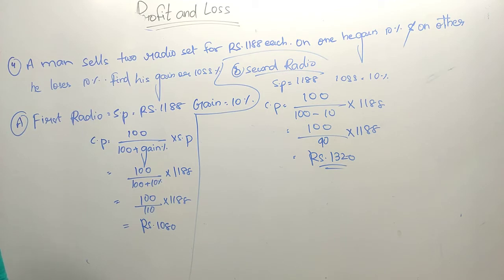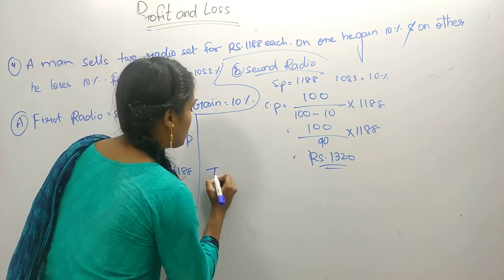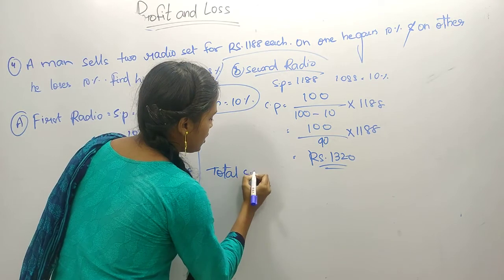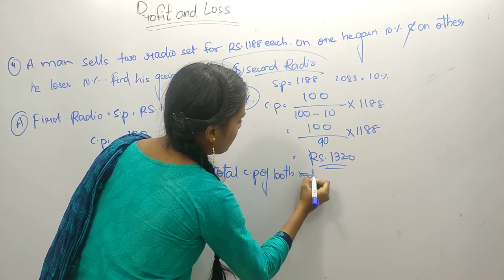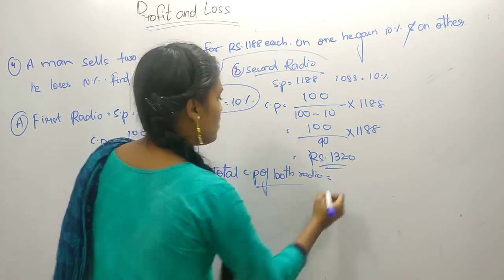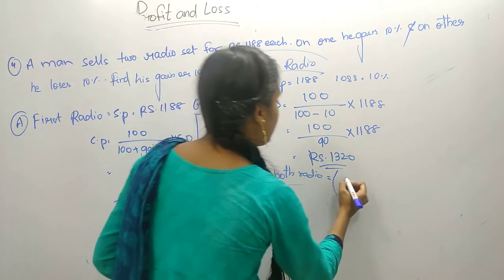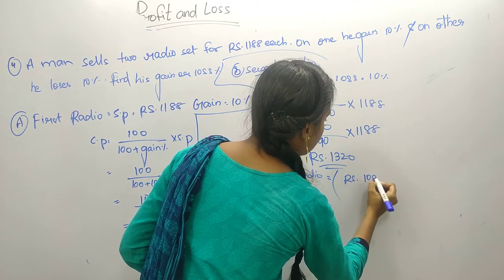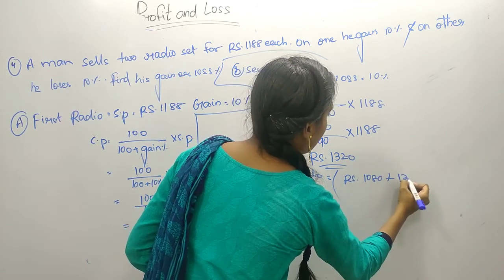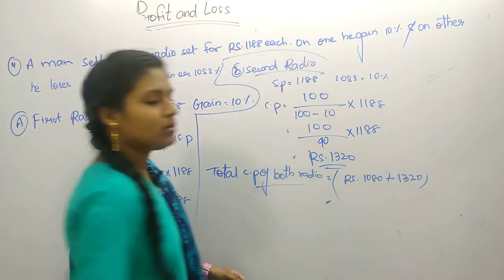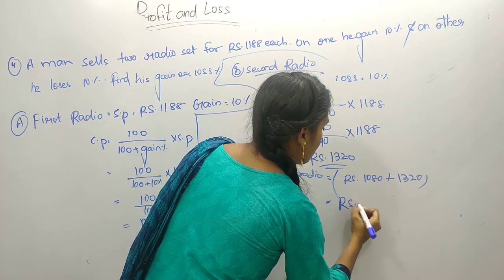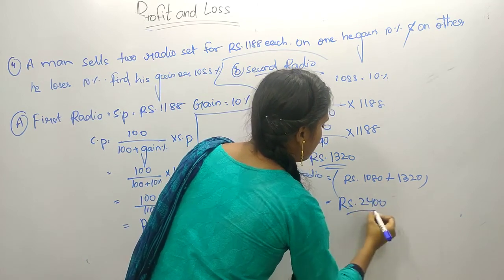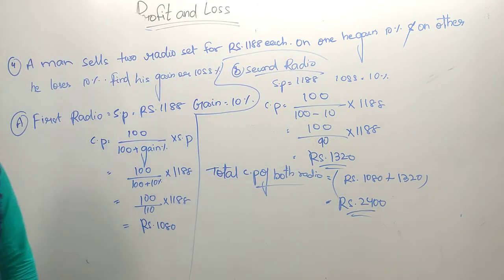Okay, we found cost price of first radio and second radio. Now what we'll do, total cost price of both radios. What the answer we got? We have to do the sum. First radio, how much you'll get? 1080 rupees. 1080 plus 1320. By adding this, what the answer will get? Rupees 2400.